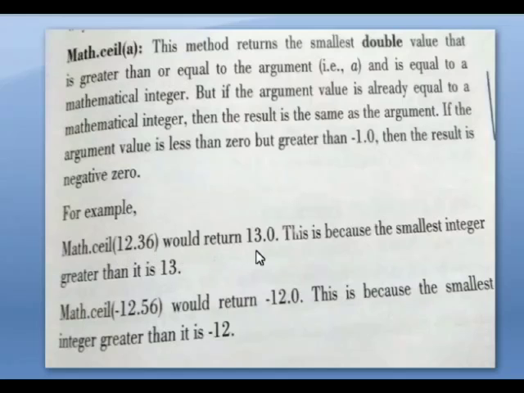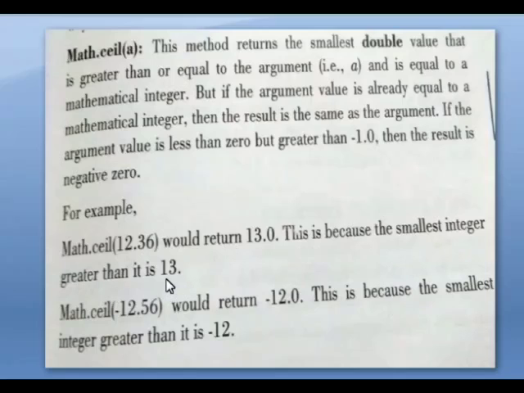13.0. So if it is a positive argument, whether the number after the point is greater than or equal to or less than 5, it will round off the value to one value greater than it. Okay, this is because the smallest integer greater than that is 13.